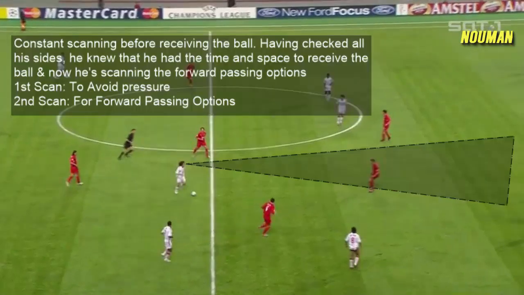Constant scanning before receiving the ball. Having checked all his sides, Pirlo knew that he had the time and space to receive the ball. And now he is scanning the forward passing options. First scan to avoid pressure. Second scan to find the forward passing options.